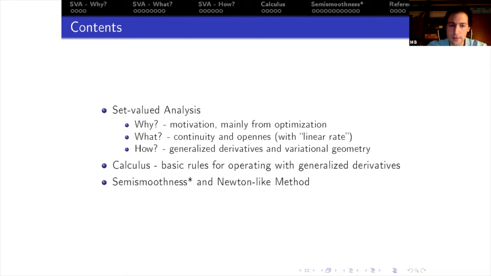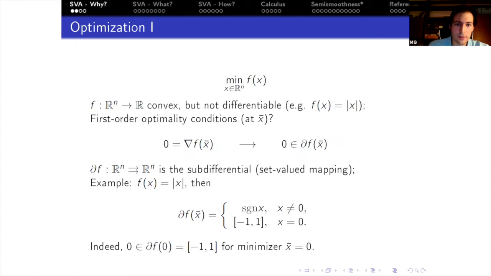And then the last part will be, as Tim mentioned, semismoothness star and its relation to Newton-like method. And here the Newton-like method will be not for solving just equations, but inclusions, which we can also call generalized equations, where a single valued mapping is replaced by set valued mapping. So this is the overview, and we start with the motivation. So we are asking the question, why now?